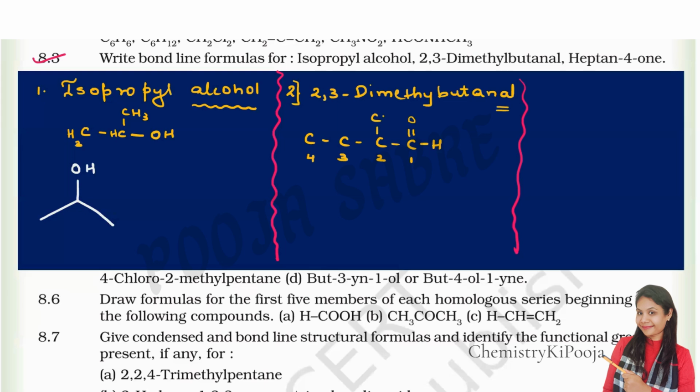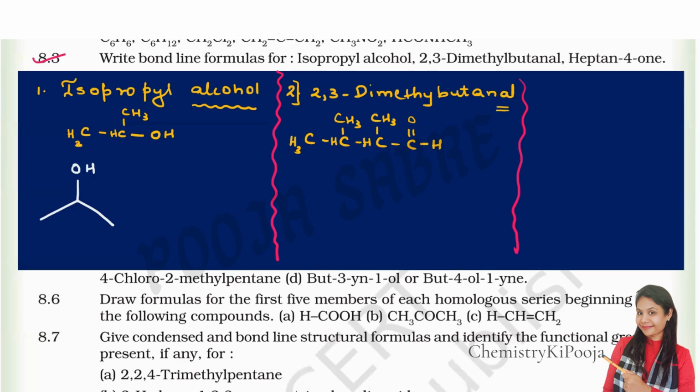So on the second position, we have a methyl, and on the third position, we have a methyl. Clear? So this is how we are going to write down the structural formula. And then lastly, you balance it with hydrogen. CH3, CH2, sorry, this is CH. Here it is CH and that's it.